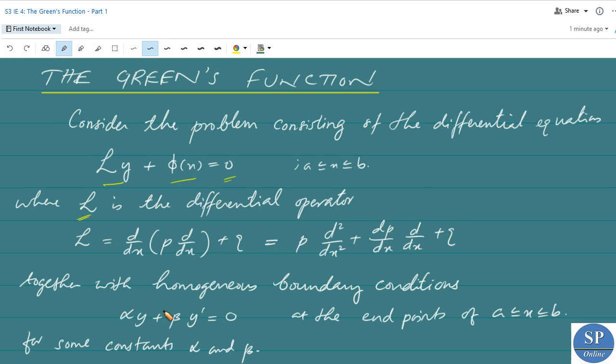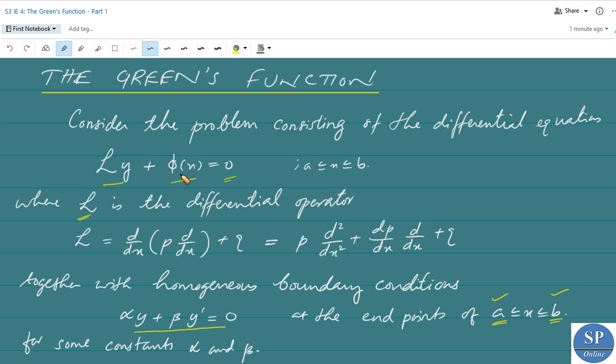Together with the homogeneous boundary conditions αy + βy' = 0 at the endpoints of the interval [a, b], for some constants α and β. So we are considering the boundary value problem Ly + φ(x) = 0 along with the boundary condition αy + βy' = 0 at the boundary points x = a and x = b, for some constants α and β.